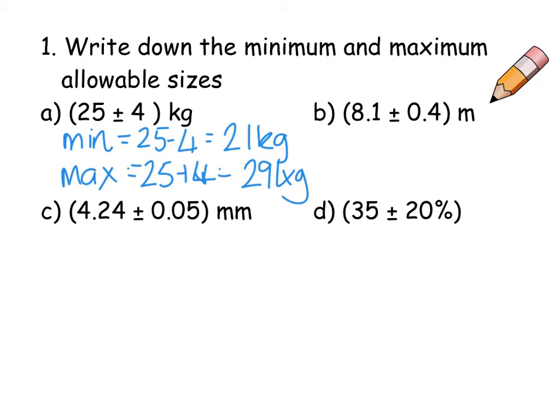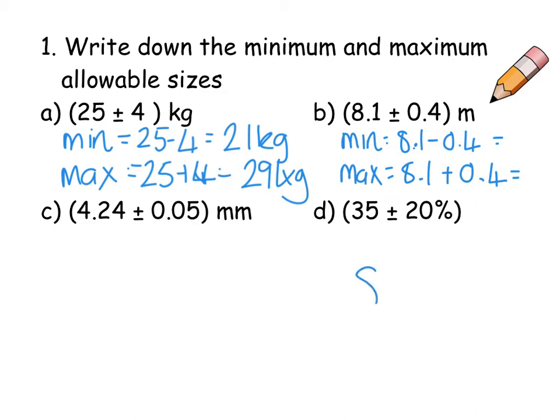For my second one here, 8.1 plus or minus 0.4 metres. For your minimum, you're going to do 8.1 take away 0.4. And then your maximum, you're going to do 8.1 plus 0.4. Now the maximum is generally a wee bit easier to do because we're all better at adding than taking away. If you're doing decimals, my number one trick, if you don't want to do a sum, is to think of it as money. Think of it not as 8.1 take away 0.4, but as £8.10 take away 40p, and I guarantee you can do it that much quicker.